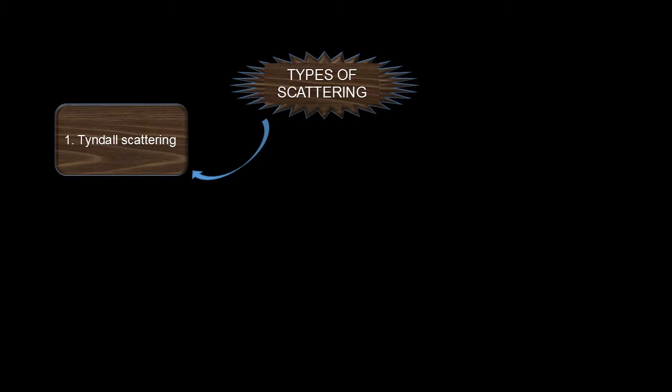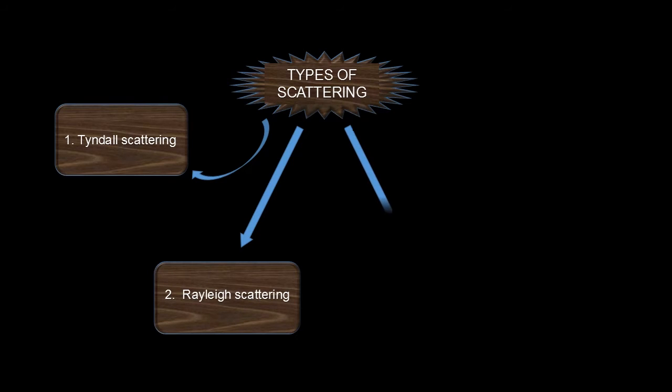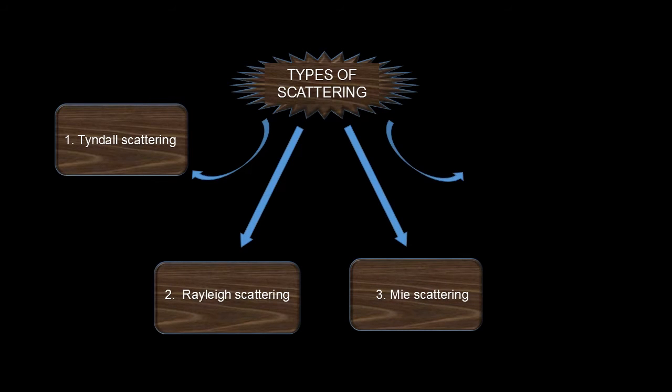Types of scattering. There are 4 types of scattering. They are Tyndall scattering, Rayleigh scattering, Mie scattering and Raman scattering.